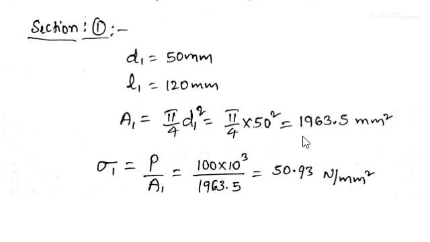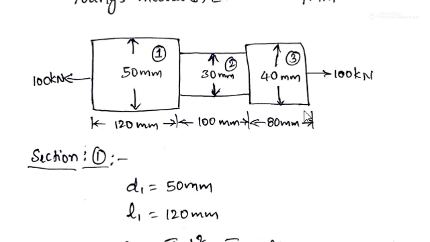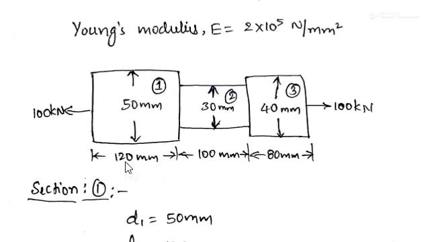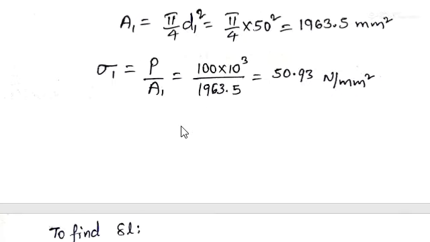When you substitute that in the stress formula, that is load by area, the stress in 1 is load by area of 1. Here the load is the same in each section. The load is 100 kilonewtons, that is 100 into 10 to the power of 3 newtons, by area 1963.5. When you simplify that, we get 50.93 Newton per mm square. This is the stress in the first portion or first section.